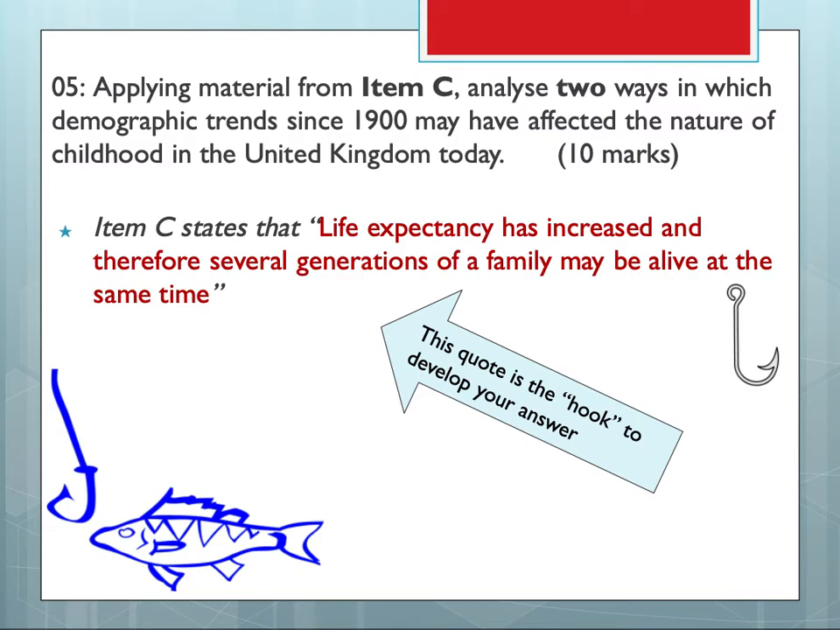In this model answer by a student called Judy, we can see that she's identified the part of the item that she's going to use to answer the question. She's made it clear to the examiner, and she has used quotation marks. She now needs to develop this quote specifically to help answer the question. Remember to link the first part of the question to the second. That is, we need to link the demographic trend, in this case, to the nature of childhood in the United Kingdom today, but also note this bit, since 1900.